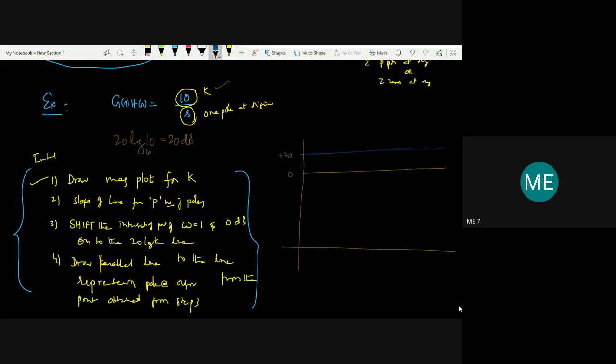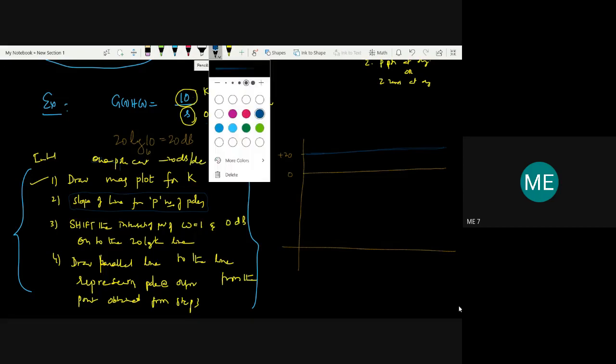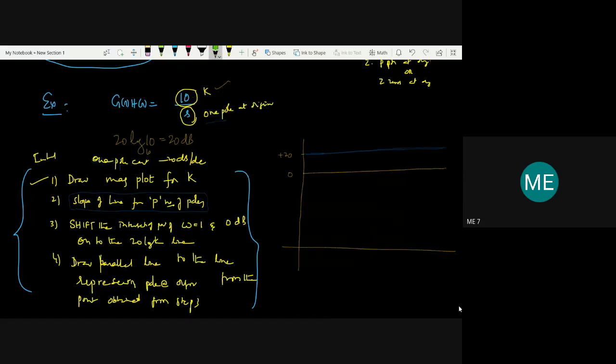Next is the slope of the line for P number of poles. How many poles are there? One pole. So one pole contributes minus 20 dB per decade. In the sense, how to draw that line? The minus 20 dB per decade line can be drawn like this. See here, this is 0.1, this is 1 and this is 10. So this is the omega equal to 1 line.